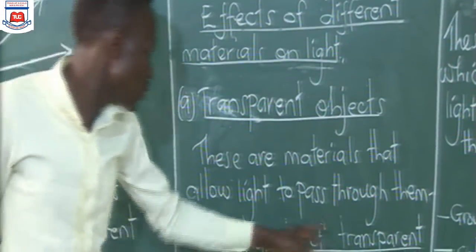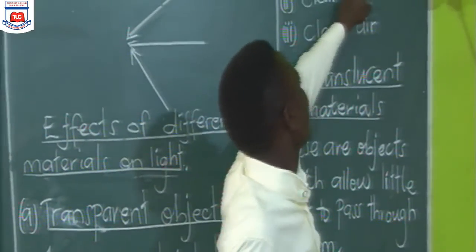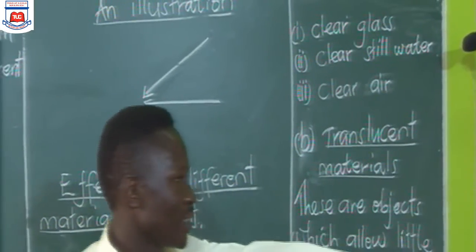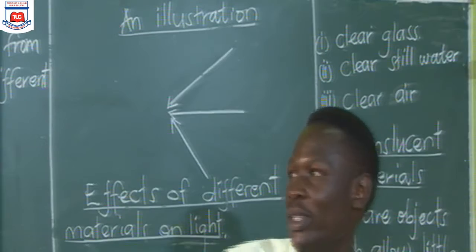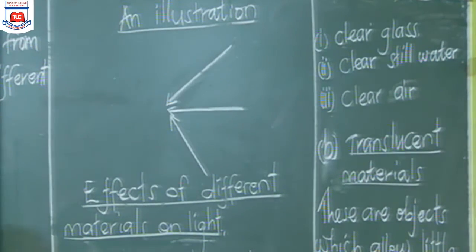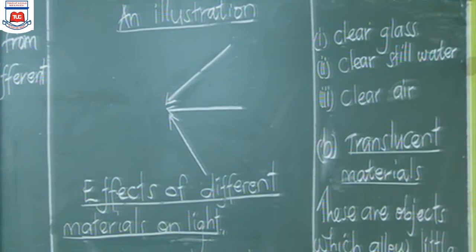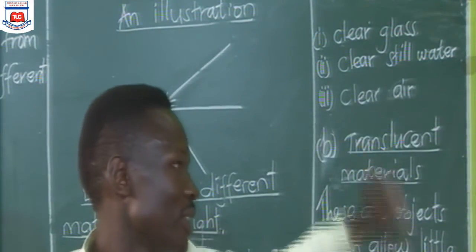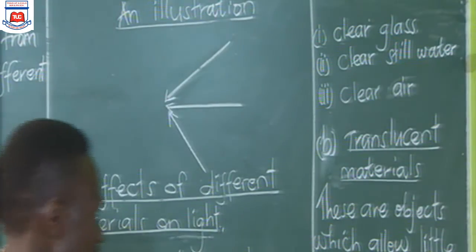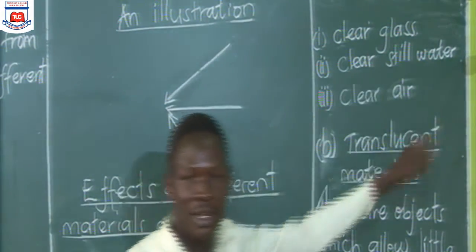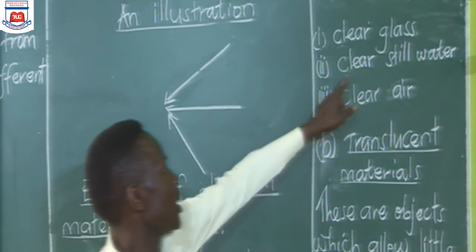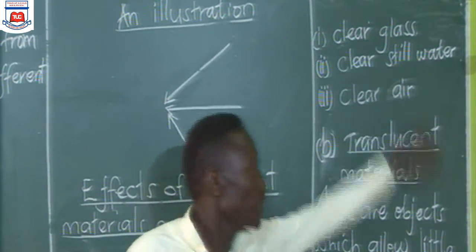So we have examples of transparent materials. One, we have clear glass, a clear glass like this one. We have here one of the windows. That glass is clear. Even you as a human being can actually see through that glass and see an object behind it. So we have the clear glass. That's one. Two, we have clear still water.